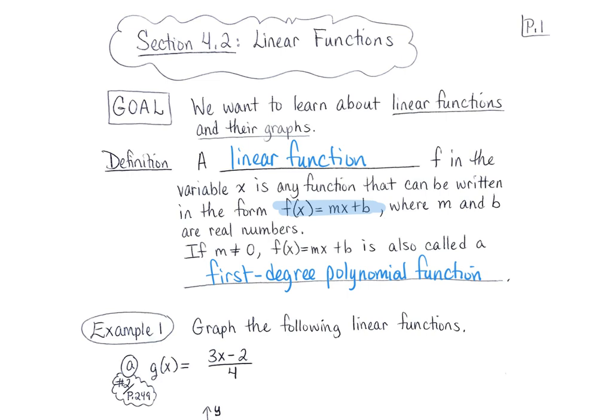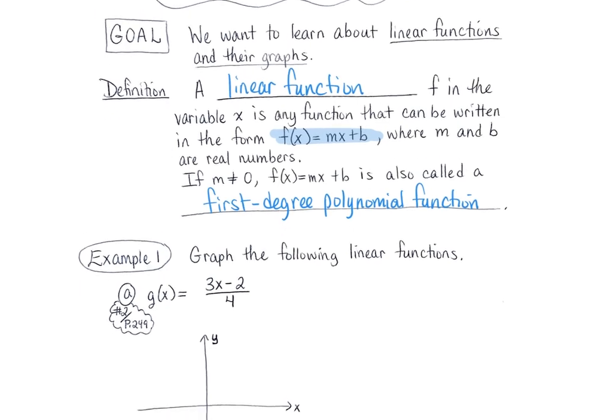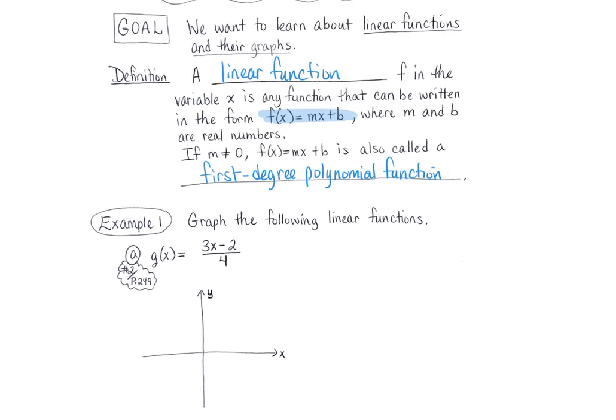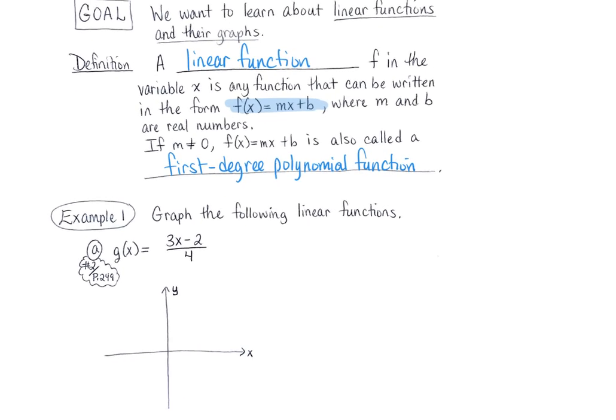Okay? So this looks familiar because we've been talking about linear functions all along. So we just have the official definition. So now what we want to do is graph the following linear functions. Part A, we have g of x equals 3x minus 2 over 4.